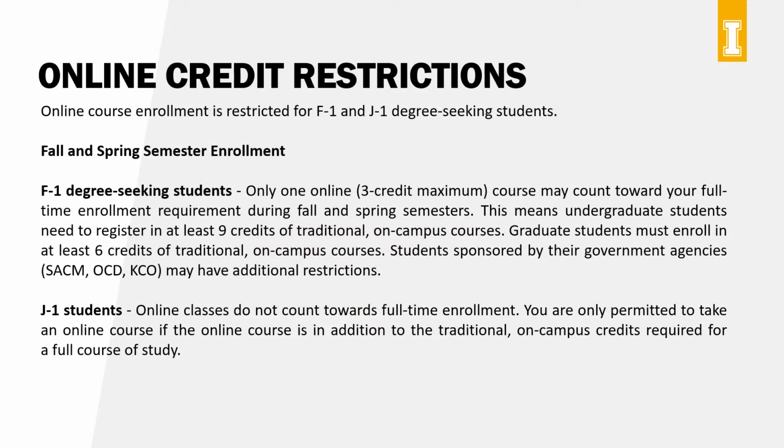Online enrollment is restricted for F1 and J1 degree-seeking students. For F1 students, a maximum of 3 online credits may be counted toward your full-time enrollment requirement during the spring and fall semesters. This means that undergraduate students need to register in at least 9 credits of traditional on-campus, face-to-face classroom courses. Graduate students must enroll in at least 6 credits of traditional on-campus courses.